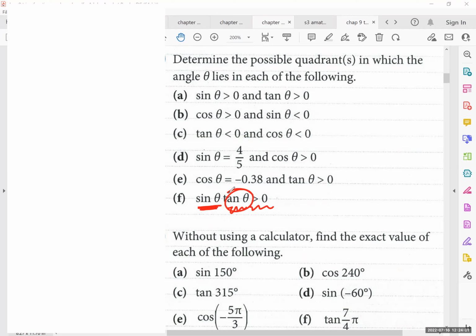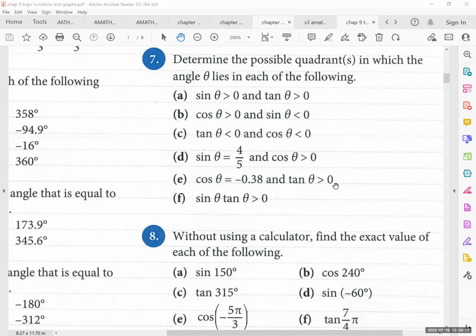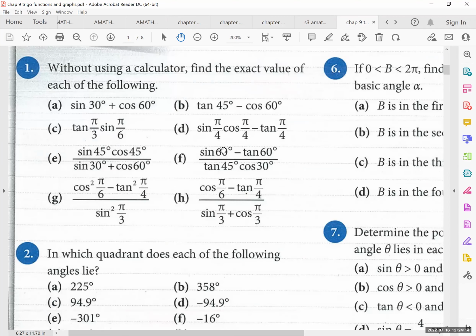Next, what other questions do you have? 1F. 1F is also in the notes. You just need to know the basic angle. Sub in the value here, here, and here. This one is minus, and here is times. For question 1, you just need to sub in everything, and then do your calculation carefully. Just revise your notes, cover up and redo.